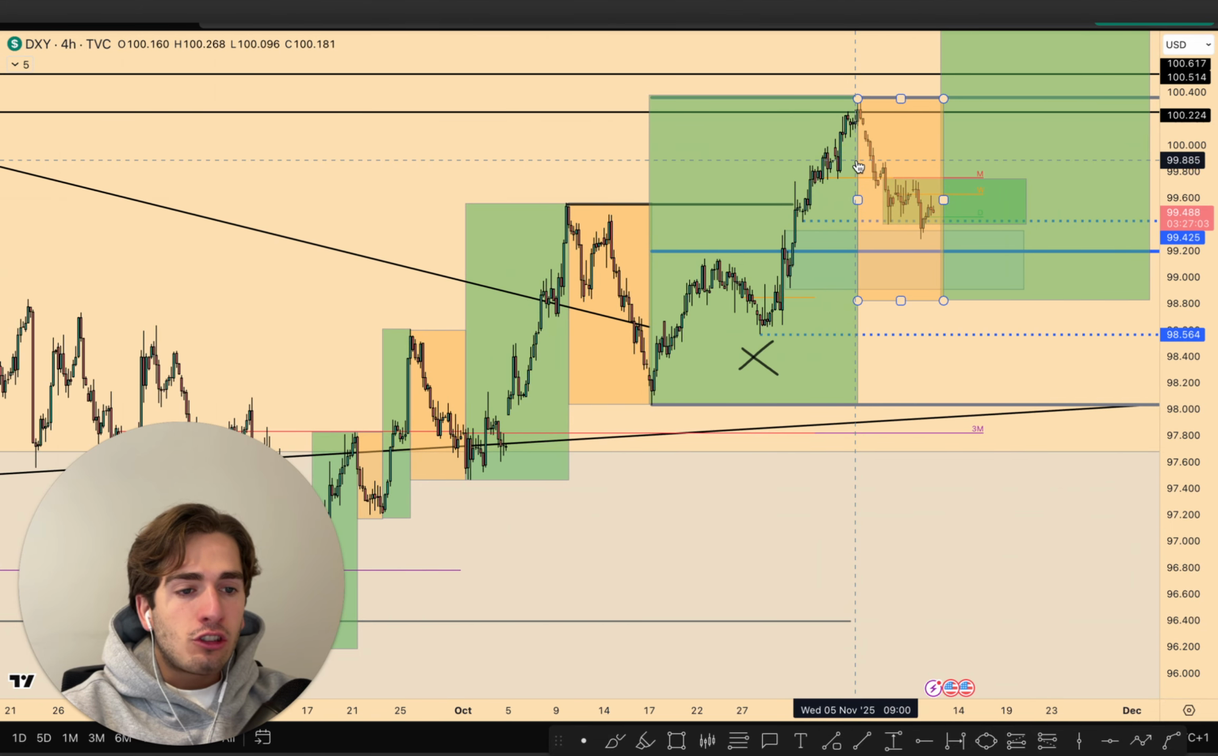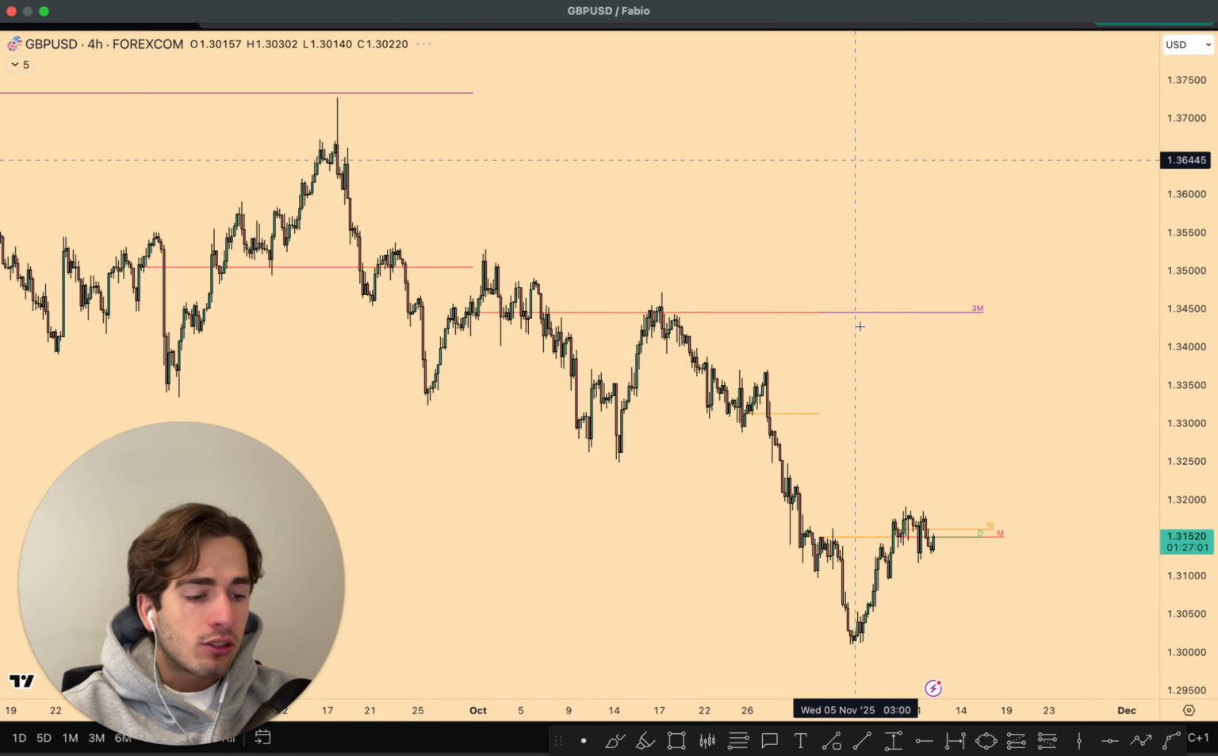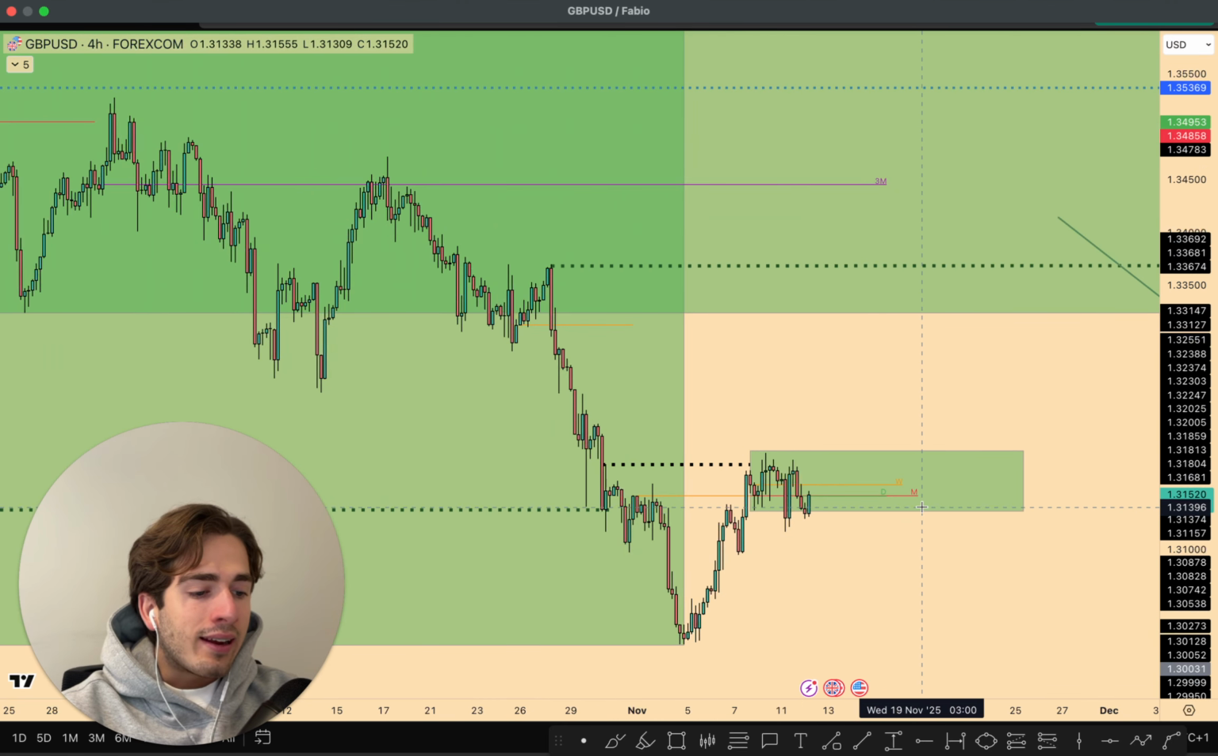Looking at GBPUSD, we can see that the pound against the dollar has been stalling here at the monthly open.